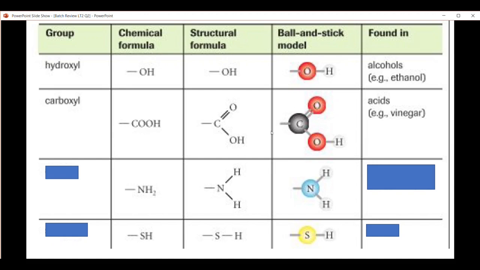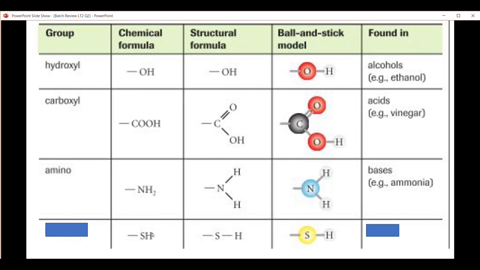How about another one, which is NH2? So this is a nitrogen wherein two hydrogen are connected to the nitrogen. What do you call this particular functional group? You call this as amino. Now take note that an example of this would be bases like ammonia, and another functional group would be SH. As you can see in the structural formula, the hydrogen is bonded with sulfur here.